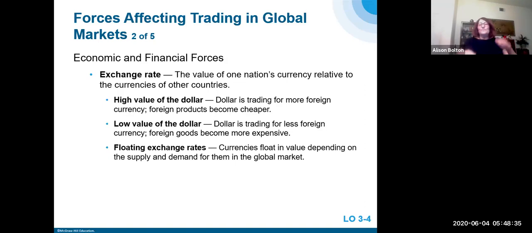And then floating. This happens daily, sometimes by the hour. So you have to watch your exchange rates, depending on the country. You will pay a fee for exchanging American currency for foreign currency. It can be very expensive depending on the country. So you want to make sure you know what those fees are and you're not stuck with paying exorbitant fees.